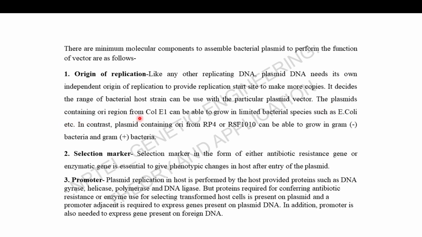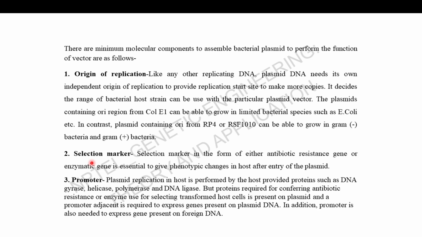The plasmids containing the ORI region from ColE1 are able to grow in limited bacterial species like E. coli, and in some cases others. E. coli is a gram-negative bacteria. There are certain plasmids that contain the origin of replication site from strains RP4 or RSF1010, that are able to grow in both gram-negative and gram-positive bacteria. We talked about the selective pressure or selective media, having ampicillin resistance or some other antibiotic resistance. This is usually the selection marker that we are talking about.